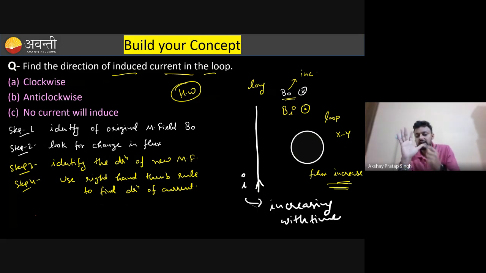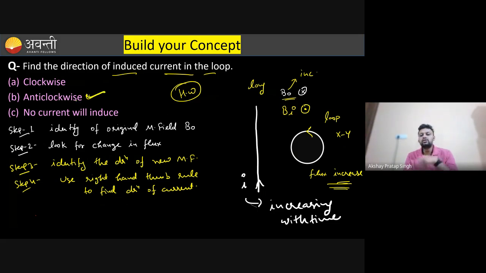Simply put the thumb of your right hand in the direction of the new magnetic field, which I have denoted by BI. Now, my thumb is outside the plane, coming towards me, and close the fist. The direction in which your fingers are curling is the direction of the induced current. So you can see that the induced current will be something like that. This is anti-clockwise. So you can mark your answer as anti-clockwise.